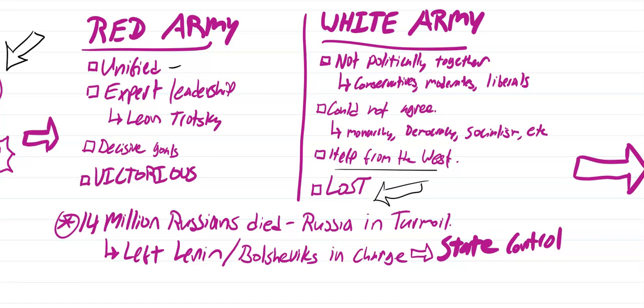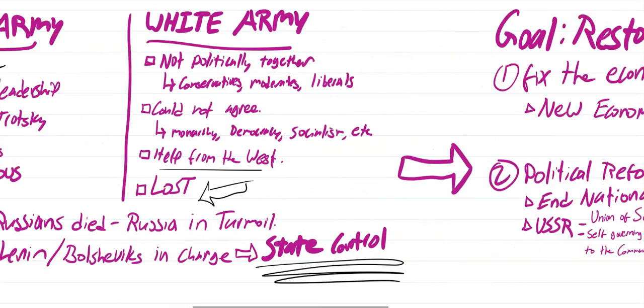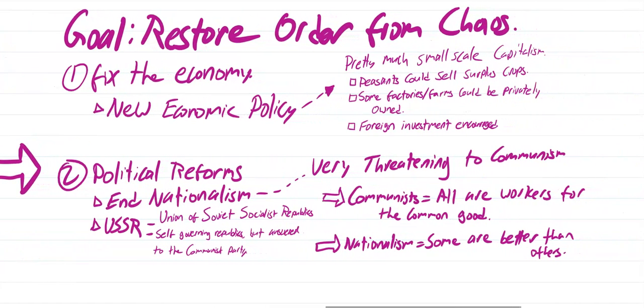The result of this Russian Civil War was about 14 million Russians died. Russia was in complete turmoil at the time that the Bolsheviks really established power over their state, and it left Lenin and the Bolsheviks in charge, and they brought the whole of Russia under strong and strict state control. The goal ultimately was to restore order from chaos. And so in order to do this, Vladimir Lenin wanted to fix the economy.